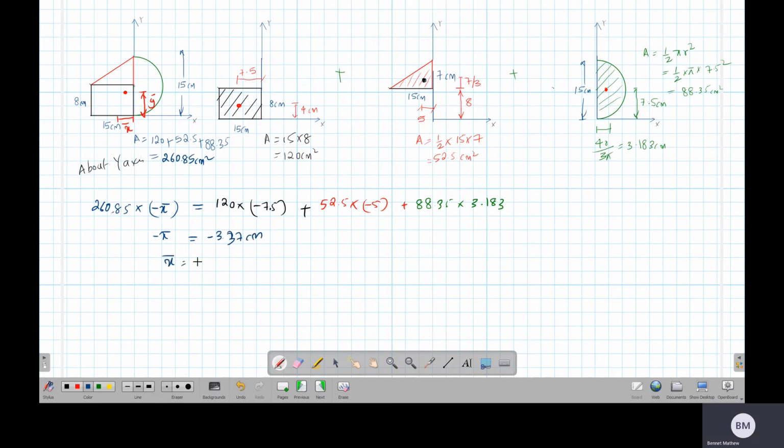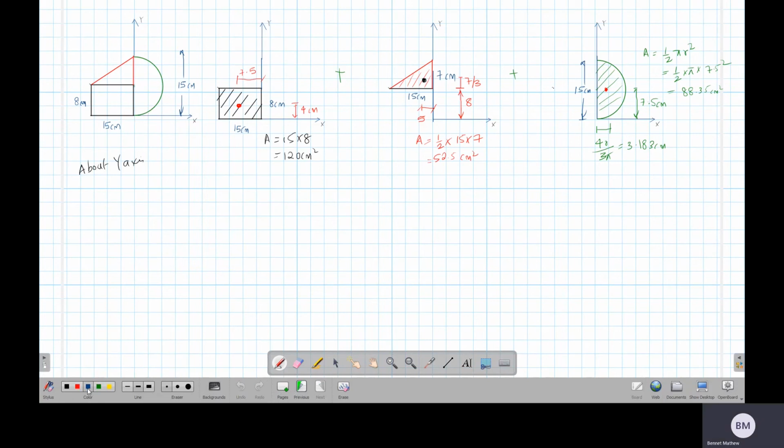So x bar is equal to 3.37 centimeters. Now, if you assume x bar is positive, you will get that value as minus 3.375. That is the answer, the coordinate on this side. So this equation gives x bar equal to minus 3.375, meaning x bar is on this side. On this side we assume x bar value positive. So I hope that is clear.